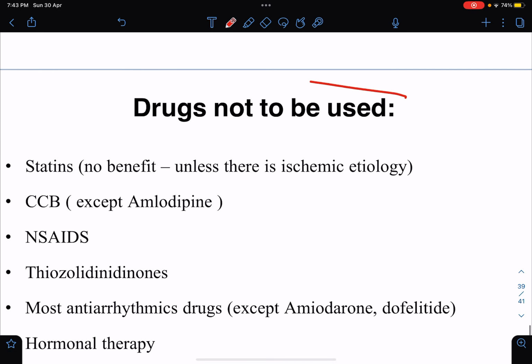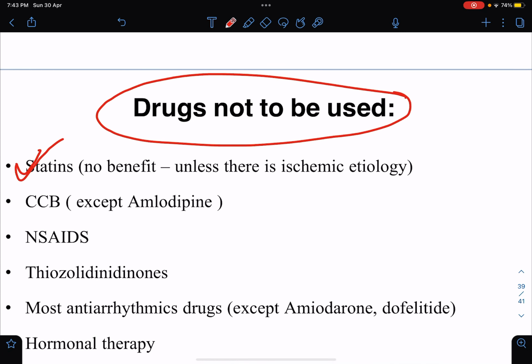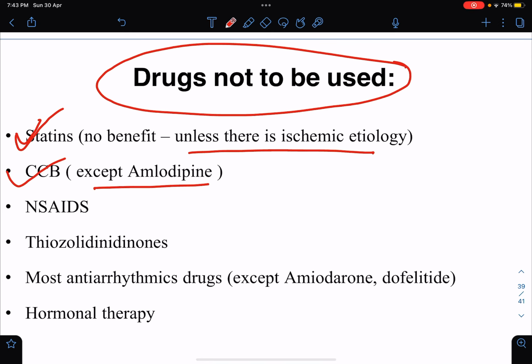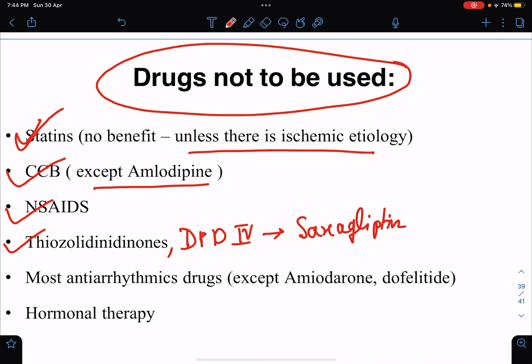Drugs which are not to be used. Statin does not show any benefit if there is no ischemic etiology. Calcium channel blockers except amlodipine. Then NSAIDs should not be used. Thiazolidinediones should not be used because they increase sodium and water reabsorption, and in this way enhance the congestive symptoms of heart failure. So it precipitates heart failure. It should not be used. DPP4 inhibitors should not be used: saxagliptin and alogliptin.